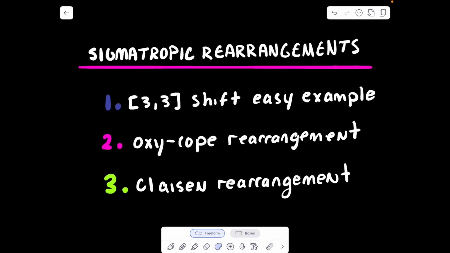Hello guys! Today we're going to be diving into the world of Sigmatropic rearrangements, which is essentially musical chairs of electron pushing. In this video, we're going to be going over 3 examples to help this concept stick. Concept number 1 will be a basic 3,3 Sigmatropic shift example. Concept number 2 will be the Oxy-cope rearrangement. And concept number 3 will be the Claisen rearrangement.